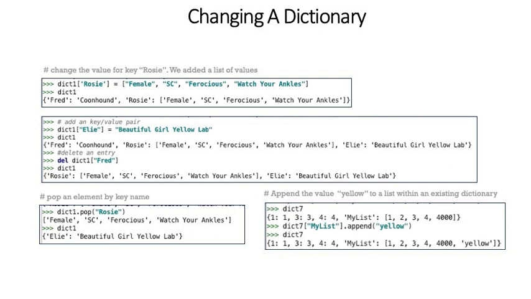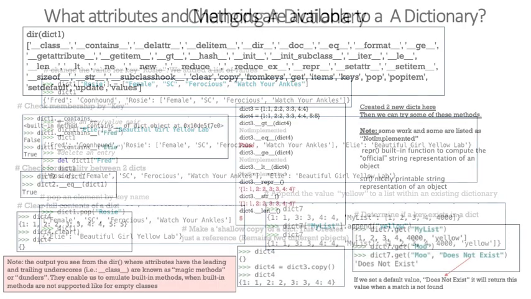We can append the value yellow to a list within an existing dictionary. So dict7, we have 113344, and then my list 12344 4000. So we do dict7 my list.append yellow in quotes within the parentheses, and we get dict7. That last element is my list 1234 4000, and we add the string yellow to that list.